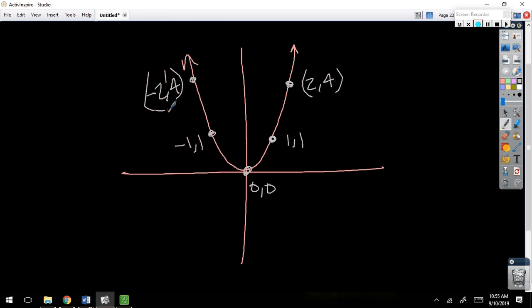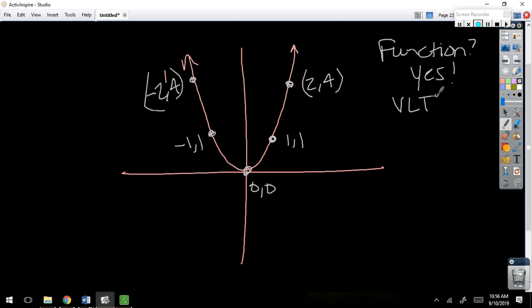Yes, why? It passes the vertical line test, right? The x's have not repeated for any different y values. Does that make sense? So yes, it's a function. And I'll tell you an easy way to check to see if it's one-to-one, this is the vertical line test, right? One-to-one means that not only do the x's not repeat, but the y's don't repeat also. So, in other words, look at this.